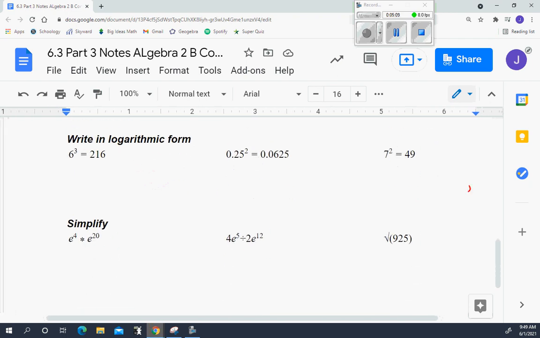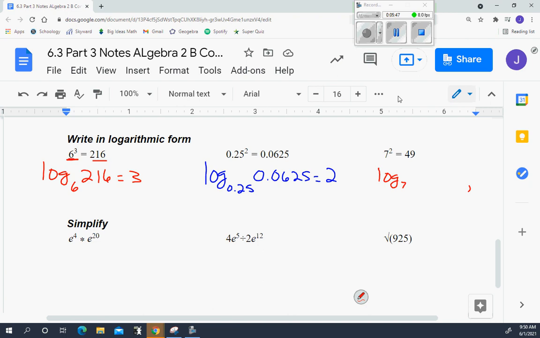Now I want to take these exponential forms and write them in logarithmic form. So remember, start with the word log. The base is the same base here. So log base 6 of 216 always equals our exponent 3. Done. Next one: log base 0.25 of 0.0625 equals 2. The next one, log base 7 of 49 equals 2.